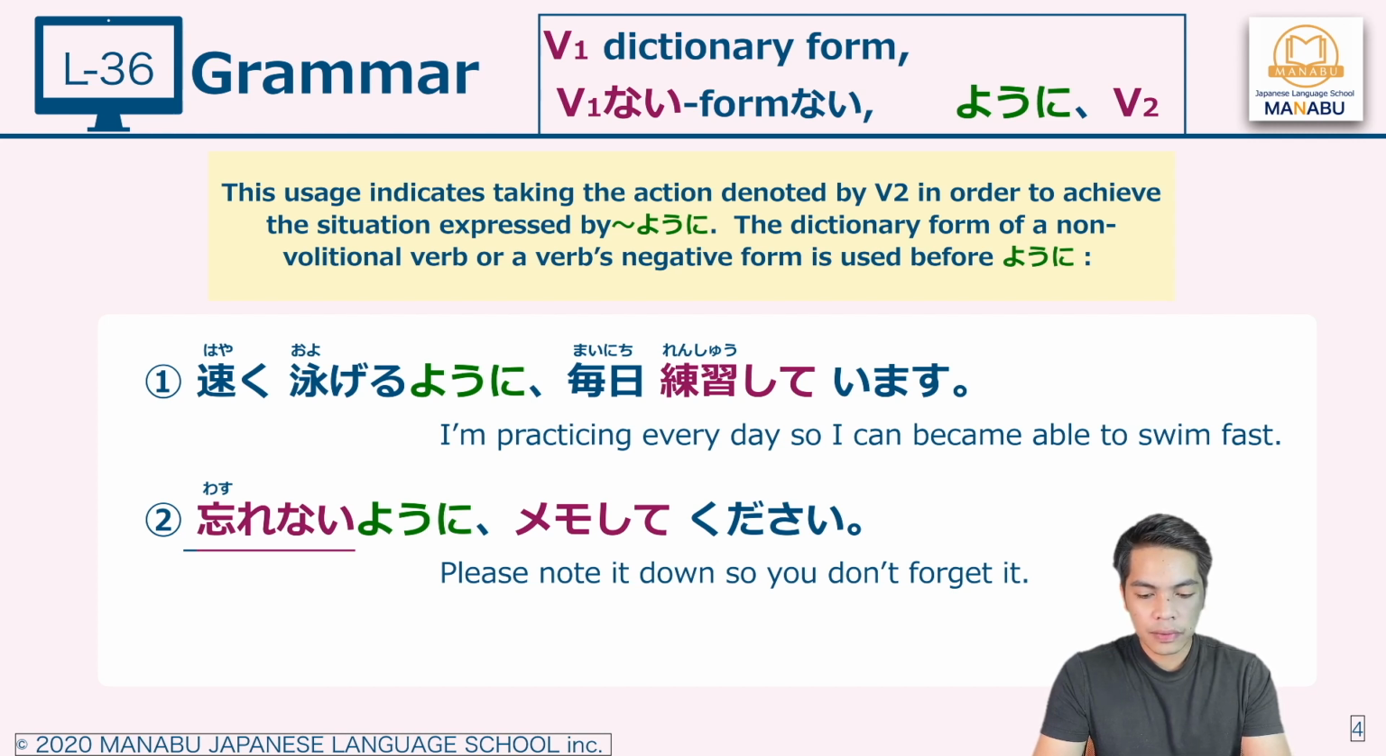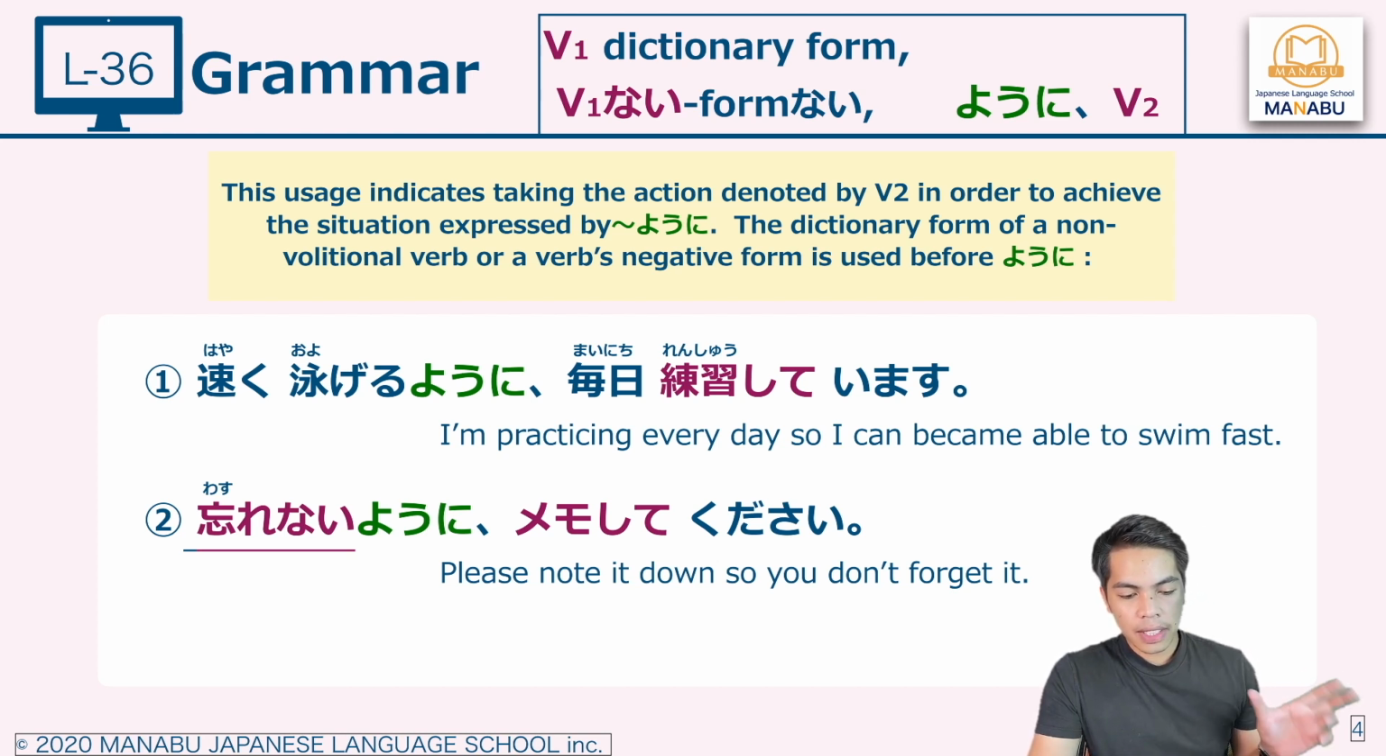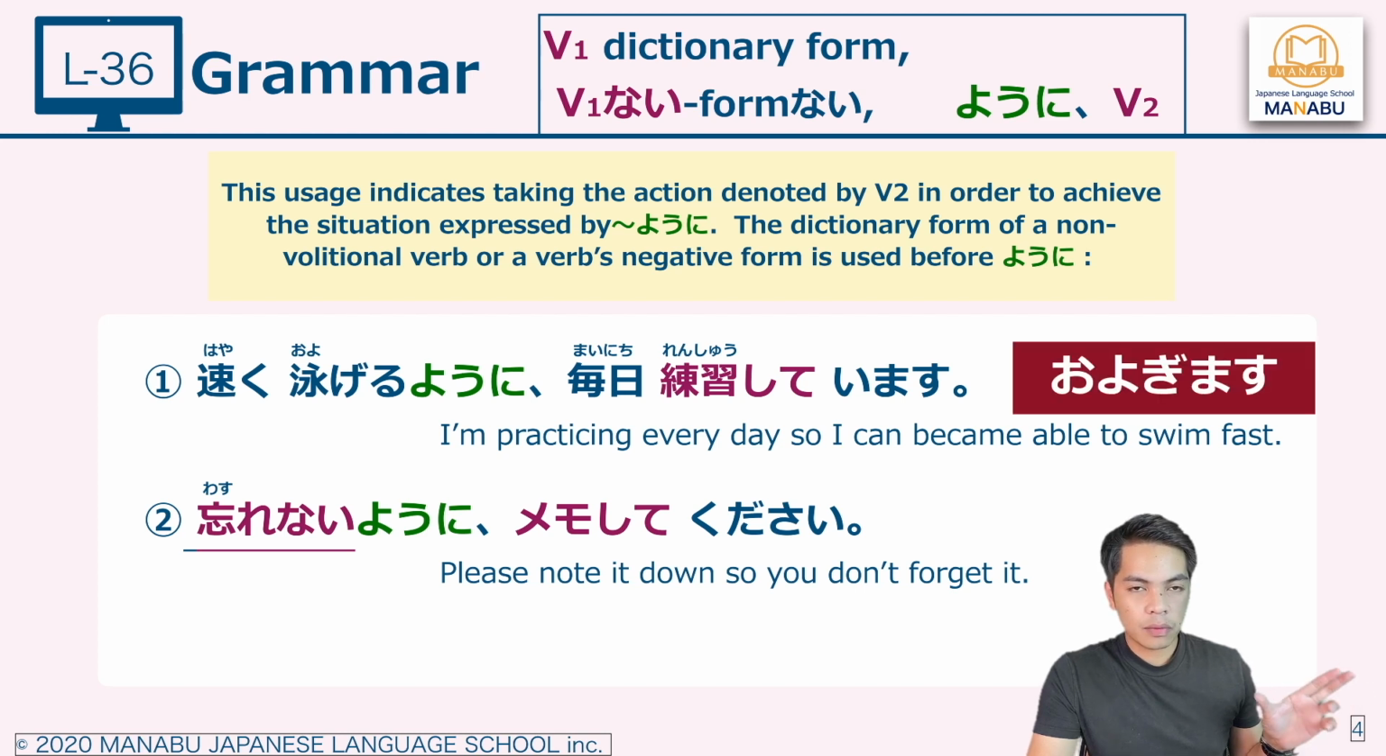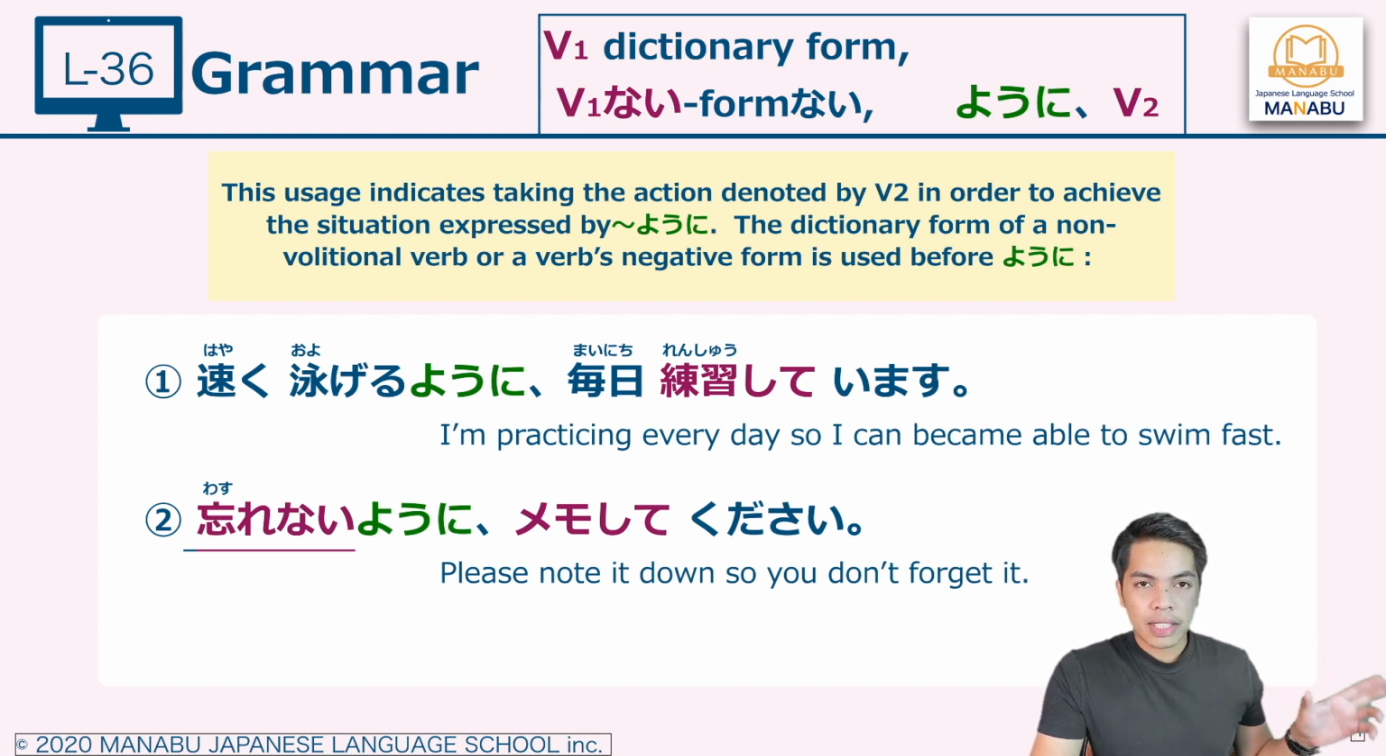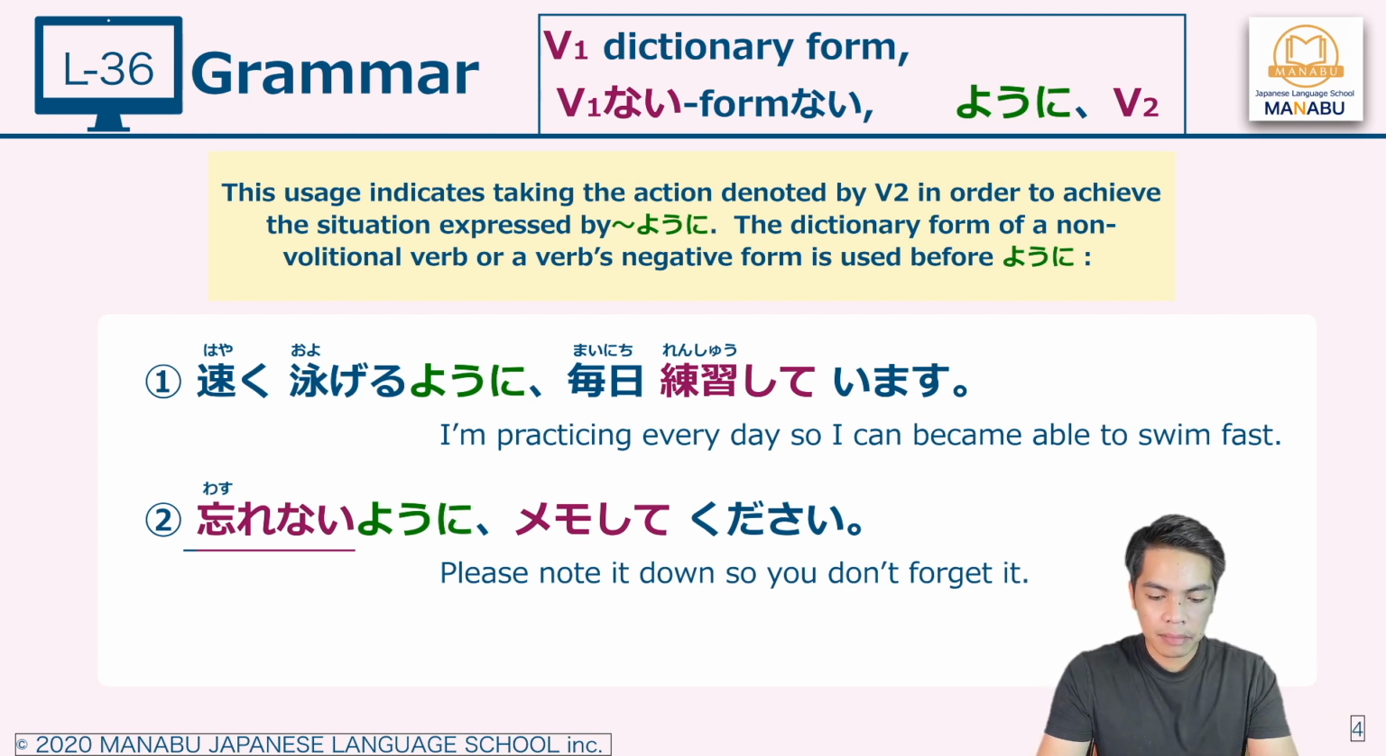Hayaku oyogeru yo ni. So the verb is oyogeru, from the verb oyogimasu, to swim. And oyogeru is a potential form of the verb oyogimasu. So oyogemasu, oyogeru. Then yoni. So from oyogemasu, you will use the dictionary form oyogeru plus yoni in order to swim fast. Then the verb 2, mainichi renshū shite imasu. I am practicing every day.